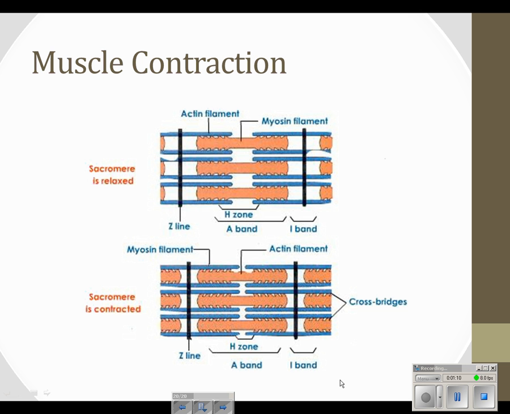And what happens is the sarcomere is going to either relax or contract, and that's what's going to help move our muscles. So remember that muscles work in pairs. If we're thinking about the bicep, when it contracts, the tricep is going to be relaxed. When the tricep under the arm becomes contracted, it pulls the arm down and the bicep relaxes. So they work in pairs, one to pull the arm up and one to pull the arm down.